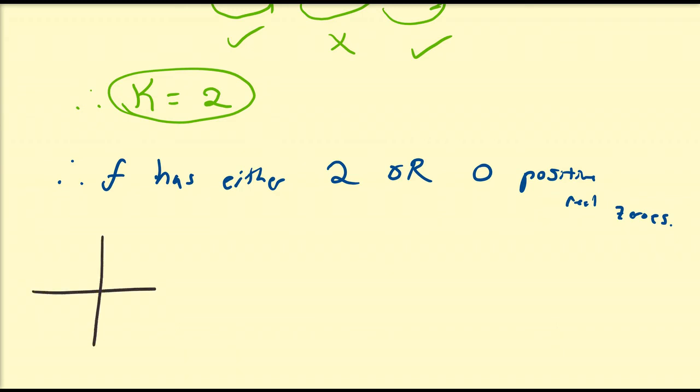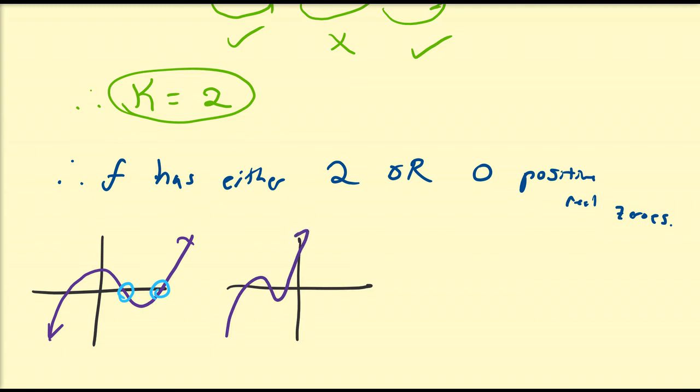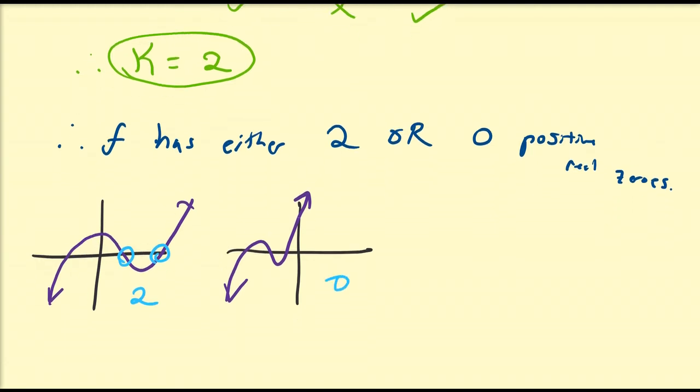So let's just sketch a couple of these scenarios to get an idea of what this could possibly look like. Two positive real zeros is going to look like that. So there's our two positive real zeros. We're not looking at the negative side, keep that in mind. Or it has none. So that means it could look something like this. So this is our two positive real zeros, and this is our 0 real zeros case.